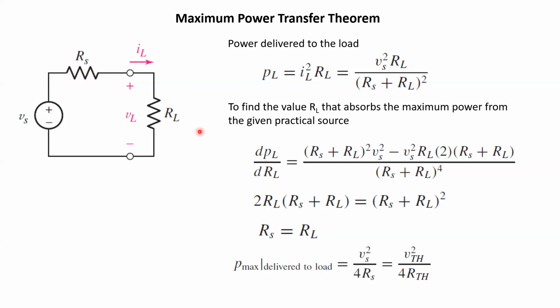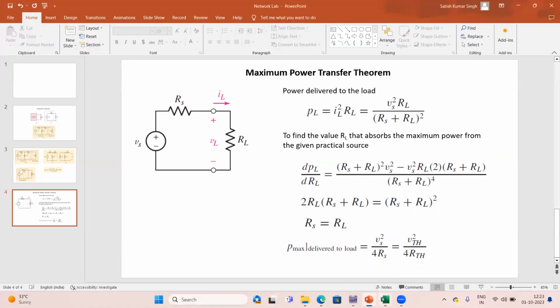Okay, so therefore this Rth will become Rs. Similarly, you can easily see this Vth, because there is no circuit for the flow of current. Because it is an open circuit at that time, the open terminal voltage will be Vth, which is equal to Vs, right? So this way, theoretically, we know this is the expression for the maximum power delivered to the load.